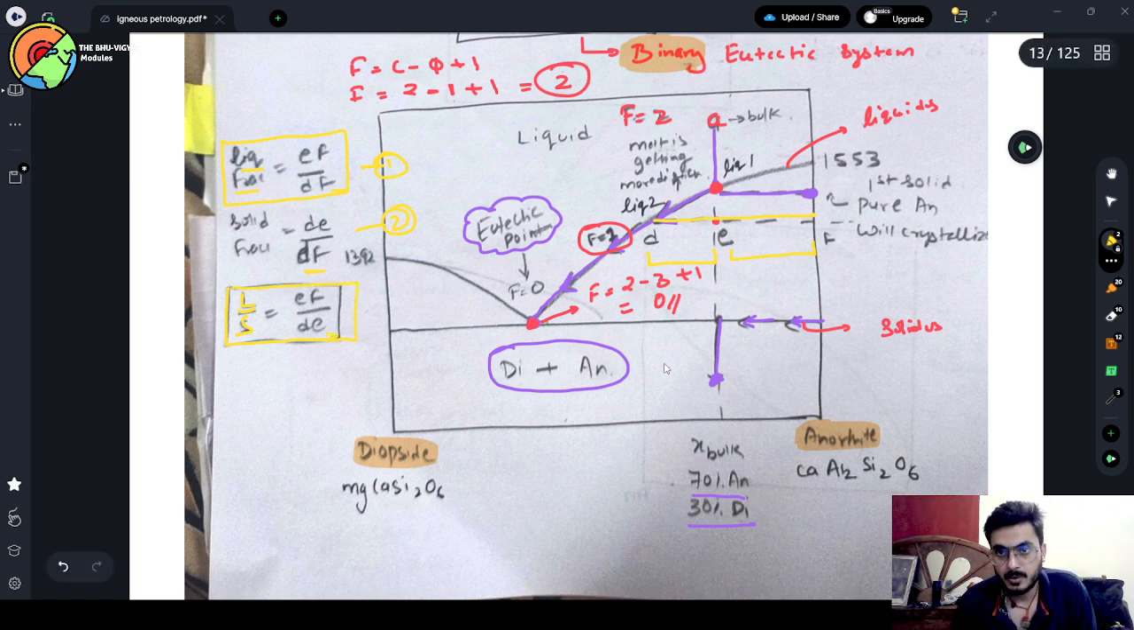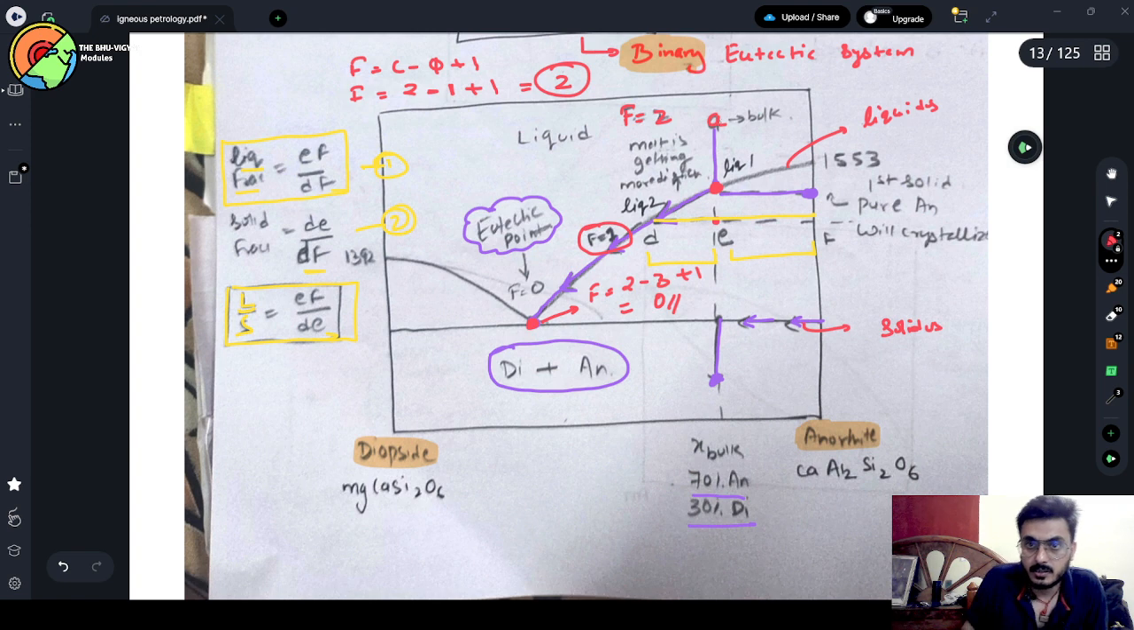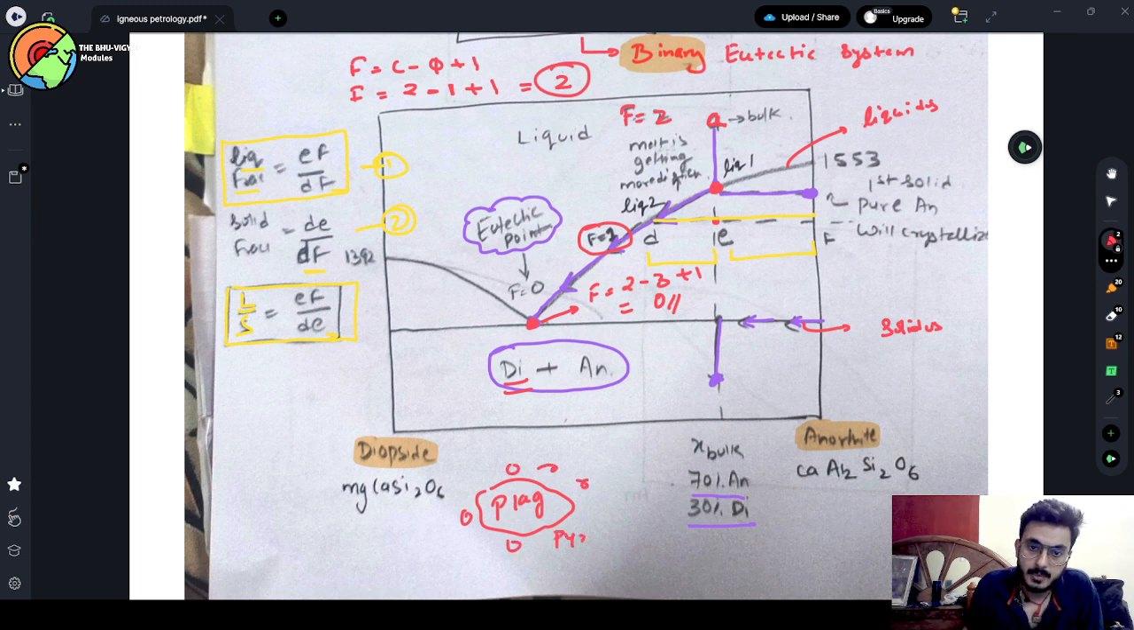Now one of the most important things here is that if the bulk composition is on the right side of this graph, the first solid to crystallize is plagioclase, and after that diopside will crystallize later. So this lath of plagioclase will be surrounded by pyroxenes, and this type of texture is known as ophitic texture.